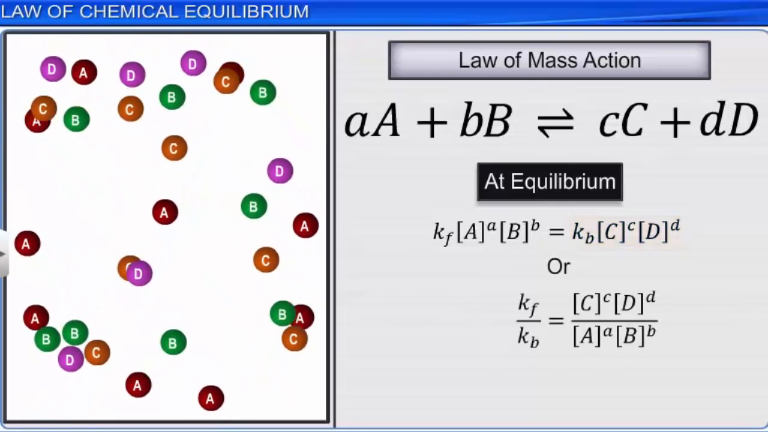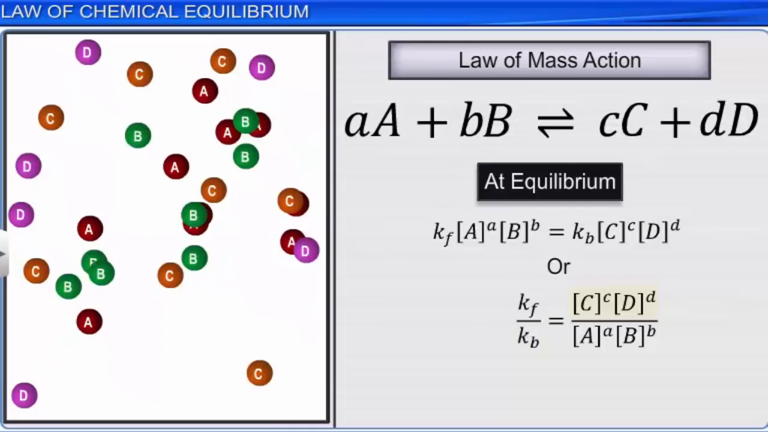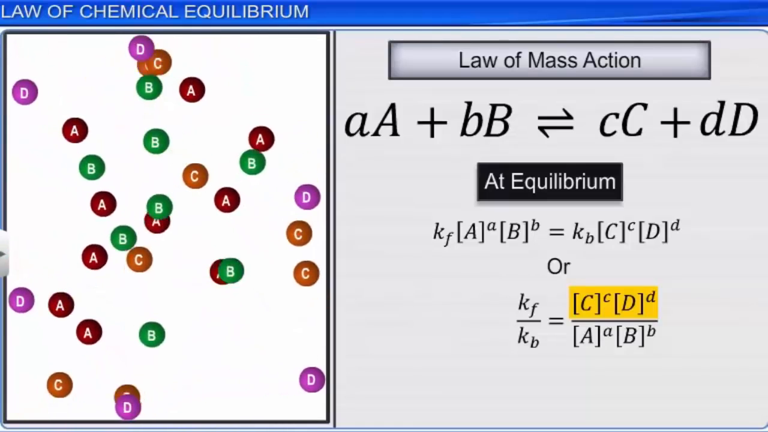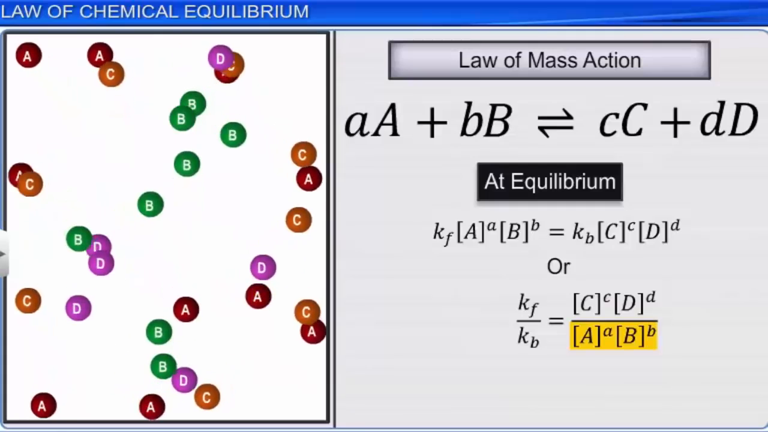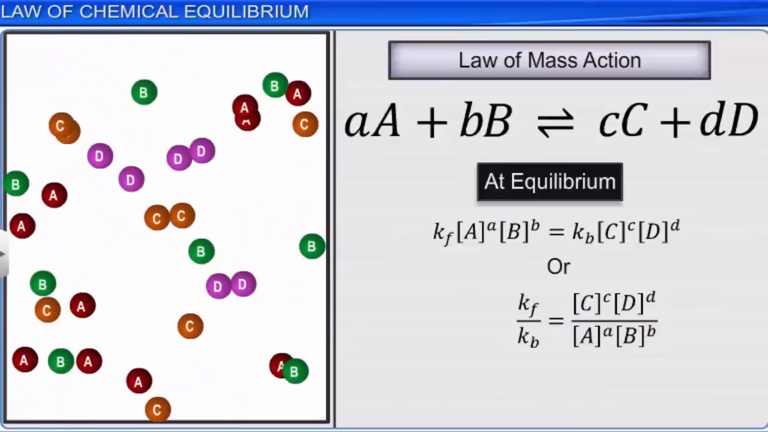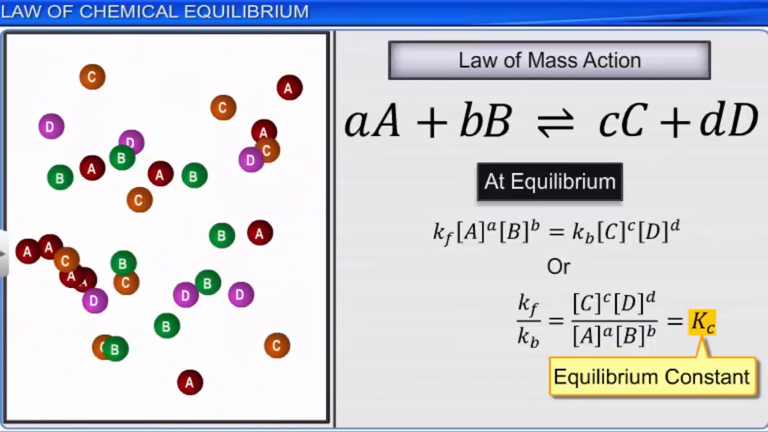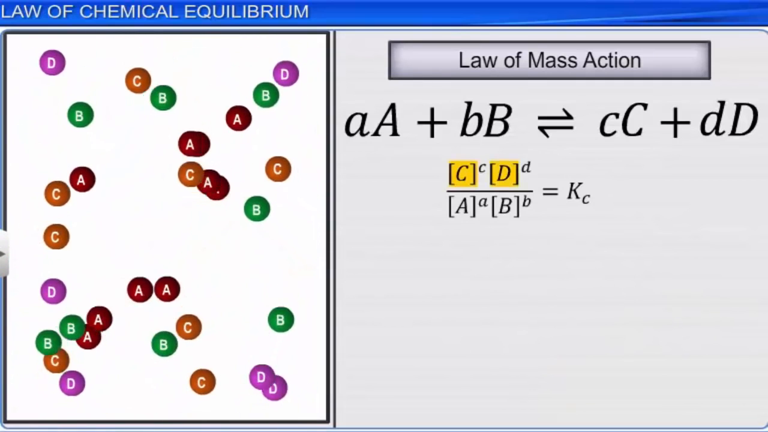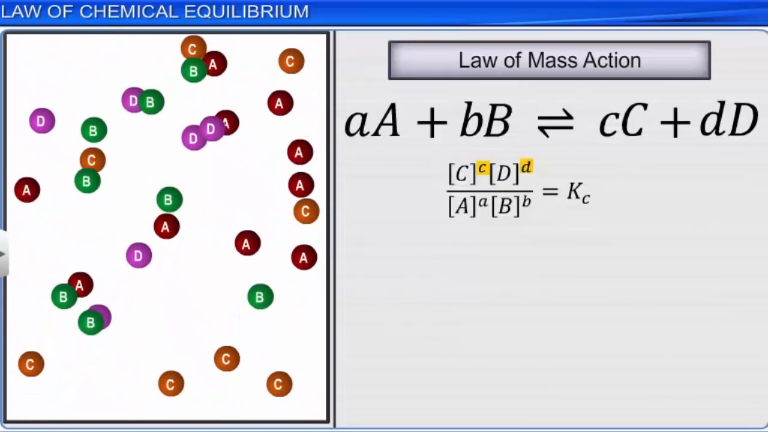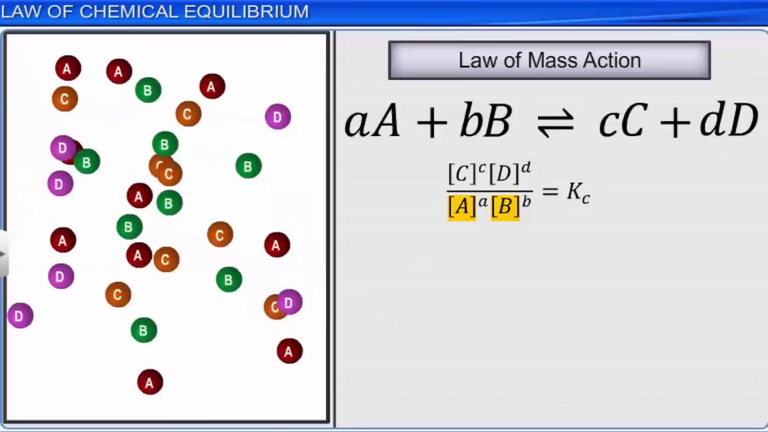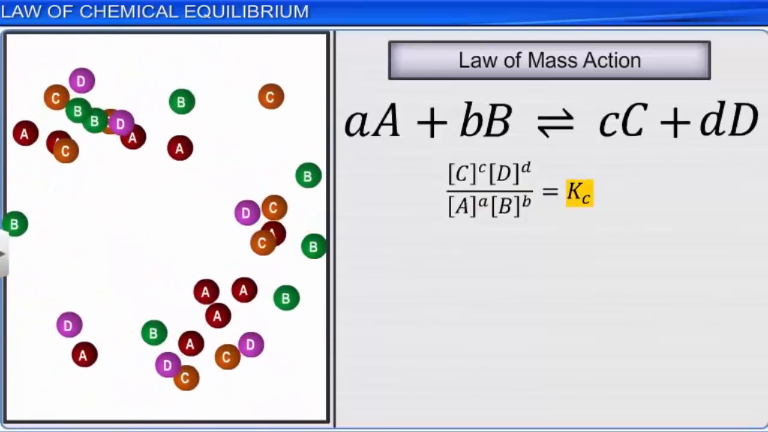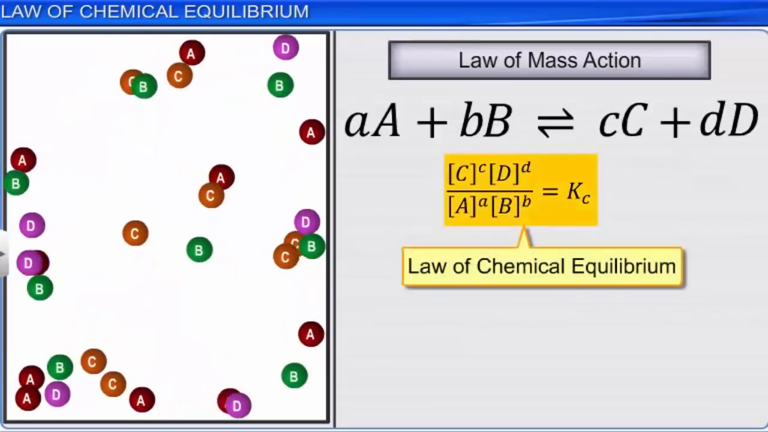This can be written as Kf divided by Kb is equal to the product of the concentrations of the products C raised to the power of c and D raised to the power of d divided by the product of the concentrations of the reactants A raised to the power of a and B raised to the power of b. This is equal to the equilibrium constant Kc. Hence, the product of the concentrations of the reaction products raised to their respective stoichiometric coefficients in the balanced chemical equation, divided by the product of the concentrations of the reactants raised to their respective stoichiometric coefficients, has a constant value at a given temperature. This is known as the equilibrium law or the law of chemical equilibrium.